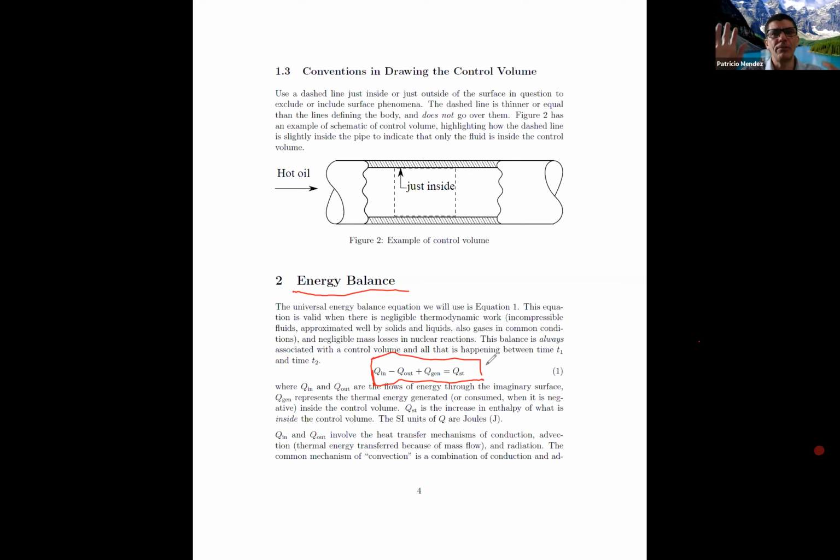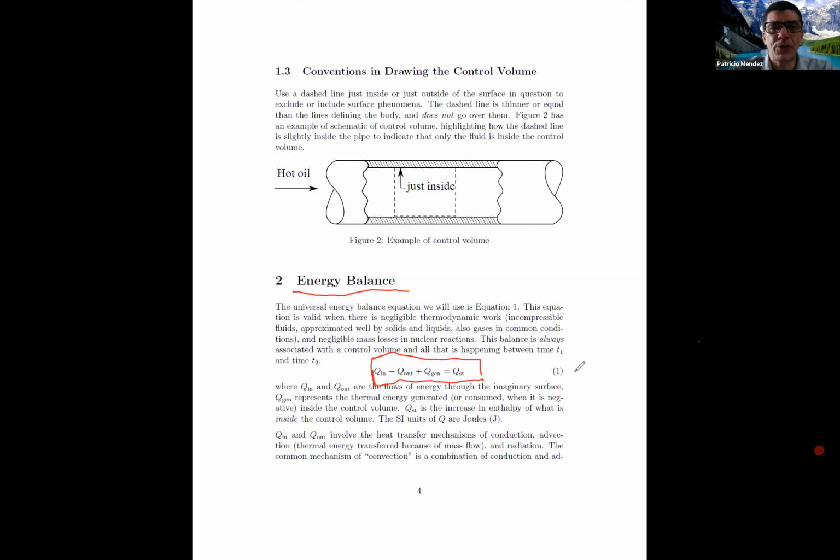An important thing is that you cannot write an energy balance without having a control volume assigned to it. So this equation you see here, equation 1, the first equation we see in this class, we'll see many. This equation only makes sense when you have a control volume assigned to it. This big Q is the amount of heat associated with this control volume in joules.